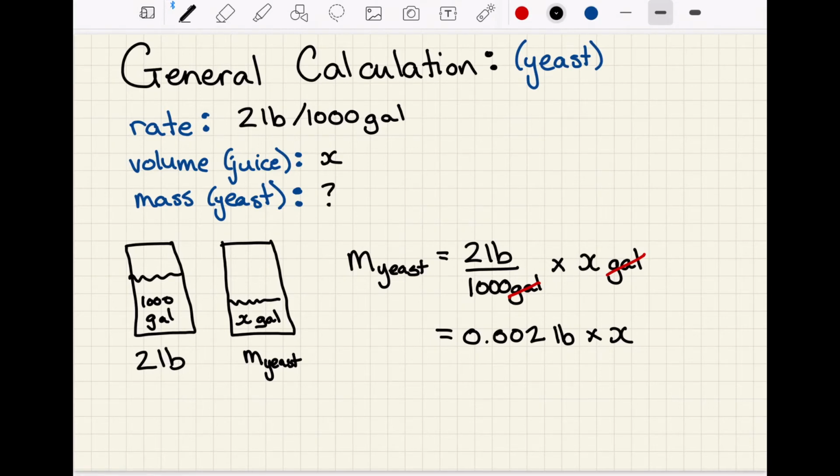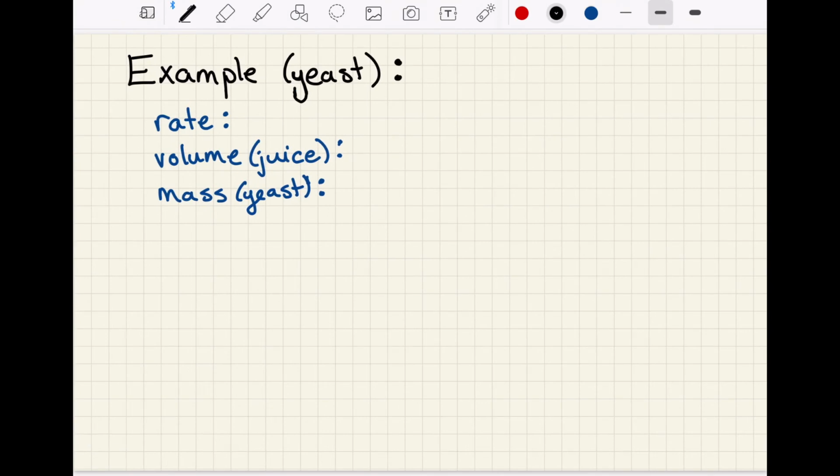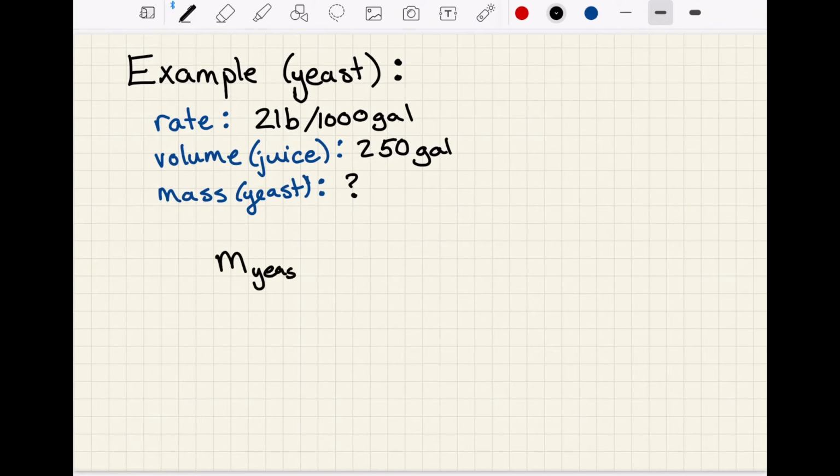And so we're going to move on and do an actual example so you can see how you would plug in that volume that you might have. So in this example, we are going to use the same rate of inoculation, 2 pounds per 1,000 gallons. And in this situation, we're going to assume that we have 250 gallons. And the mass of yeast is still what we're going to calculate. We're going to set that up exactly the same as before. So the mass of yeast is equal to our 2 pounds per 1,000 gallons, and we're going to multiply that by the volume of juice, so 250 gallons.